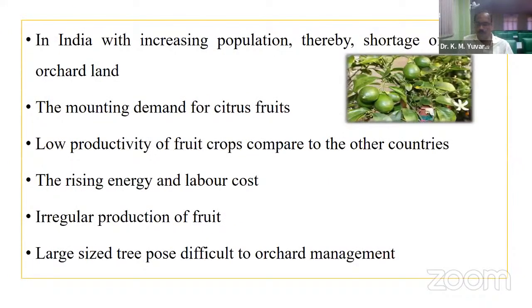In India, with an increasing population, there will be a shortage of suitable orchard land. These are the disadvantages: the mounting demand for citrus fruits, low productivity of fruit crops compared to other countries, rising energy and labor cost, irregular production of fruit, and large sized fruit that poses difficulty in orchard management. That's why you can go for approaches like dwarf scion cultivars and dwarf rootstock, and you can achieve high density planting.